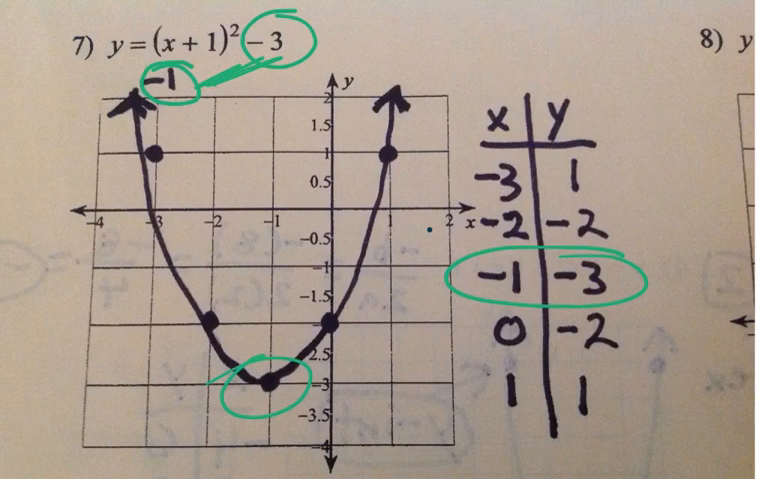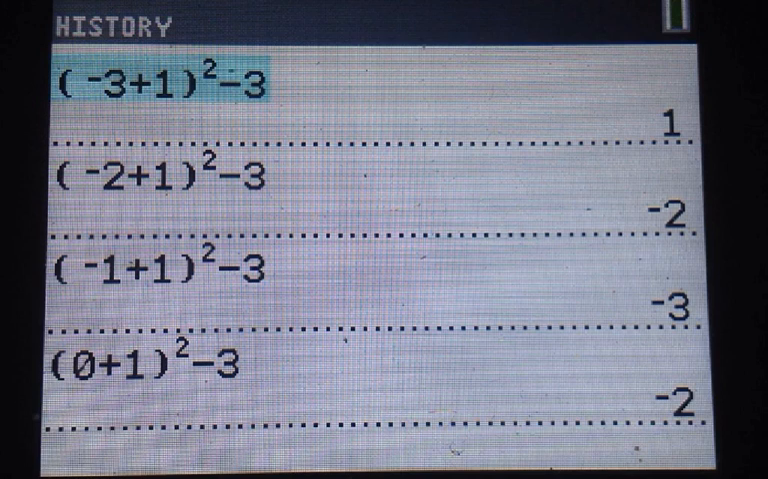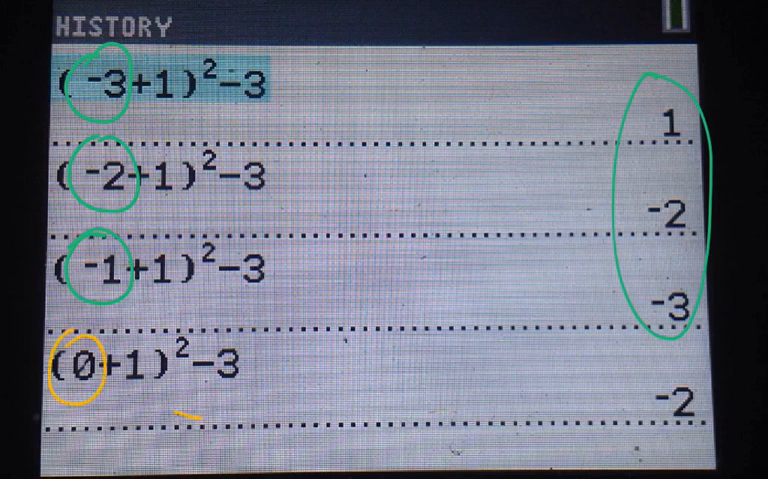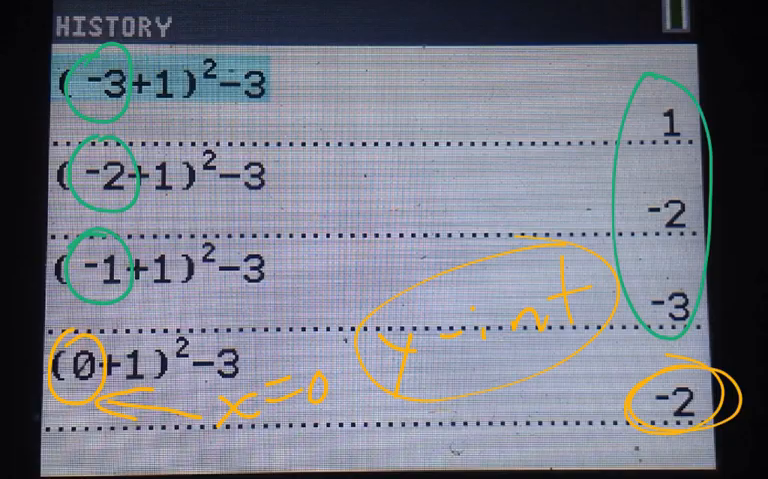I completed my table. I did my points. How did I complete the table? Well, again, keeping the numbers in order, I took my calculator. I plugged in -3, then -2, -1. I got these values to complete my table. I also want you to notice I plugged in 0 as well, because remember, if x equals 0, I get a y-intercept, y-int for short. So notice my y-intercept is -2.